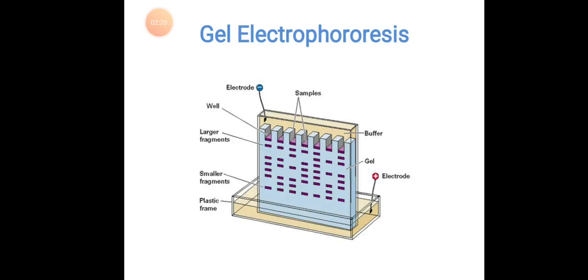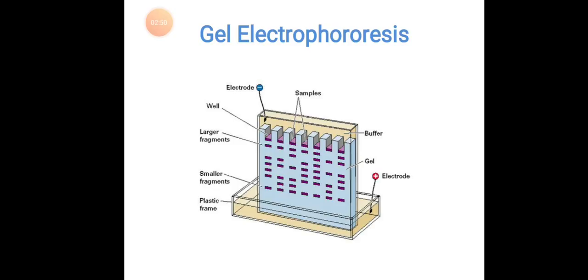Gel electrophoresis. It is the pictorial representation of gel electrophoresis apparatus. Here, it contains a plastic frame in which the gel is settled and wells will be prepared. In those, we will be loading our sample depending upon the size of the sample.